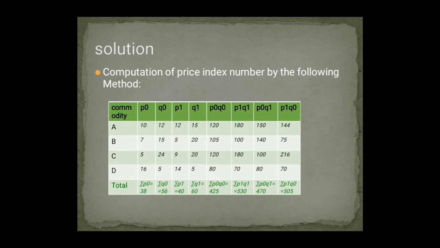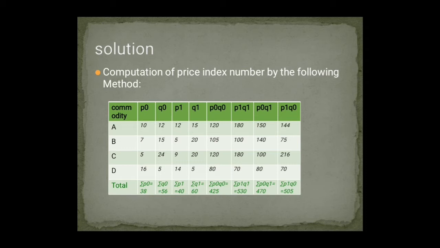Next, current year price and base year quantity. What is P1? P1 is 12 and Q0 is nothing but base year quantity. So 12 into 12 is 144, 15 into 5 is 75, 24 into 9 is equal to 216, 5 into 14 is 70. So after multiplying all these numbers, we have to total it.